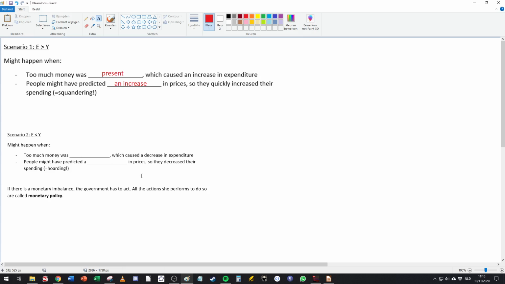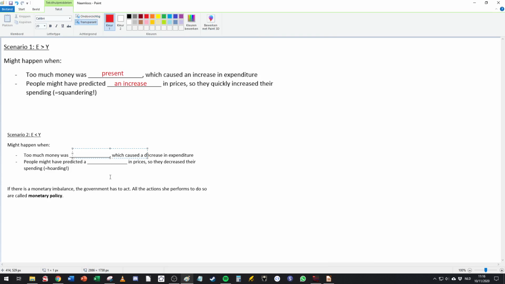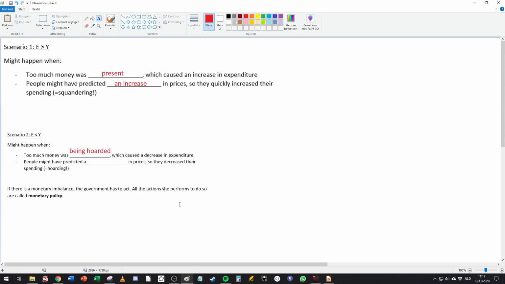The second case could happen when too much money was being hoarded. So too much money was hoarded or being hoarded. You can choose over there. I will write being hoarded over on this line. It's a bit too big. I'll write it over here. So too much money was being hoarded, which caused a decrease in expenditure.